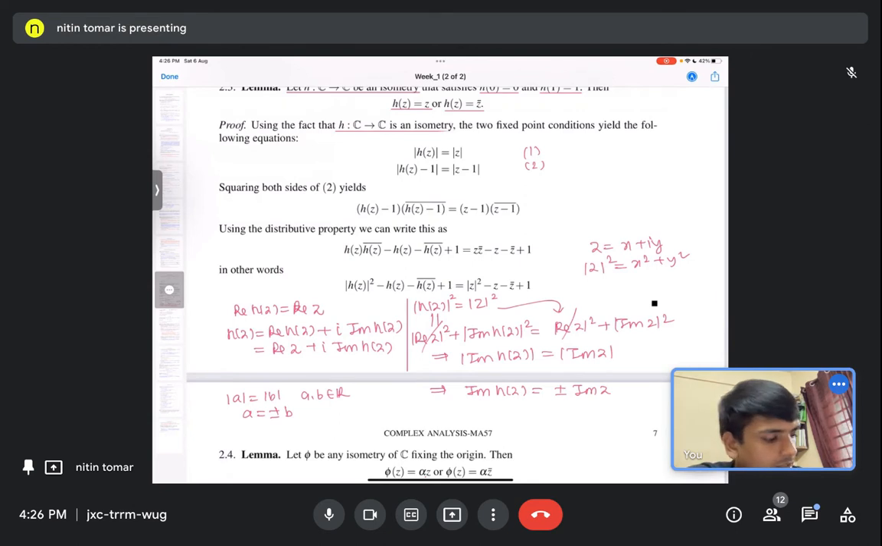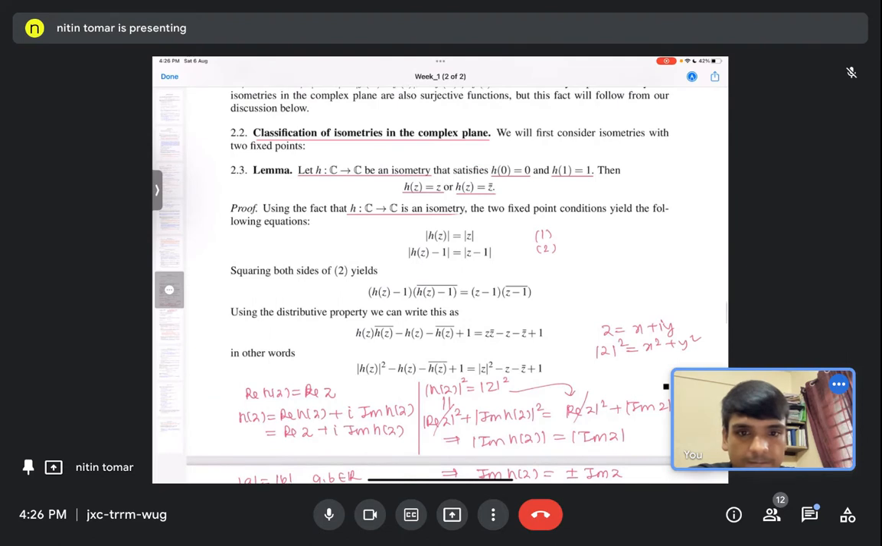Okay. So in case one, h of z will be real part of z plus iota times imaginary part of z, in which case it is nothing but z. And in case 2, it is real part of z minus iota times imaginary part of z, which is nothing but z bar. Okay, so we have proved the only two possibilities.